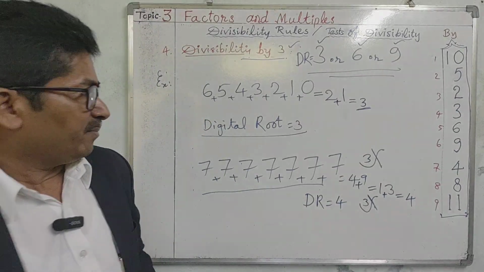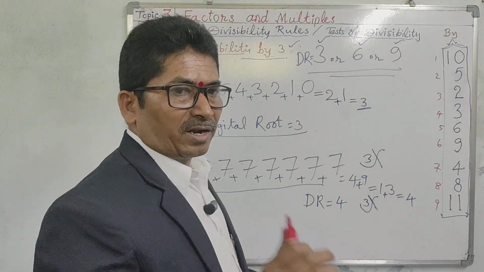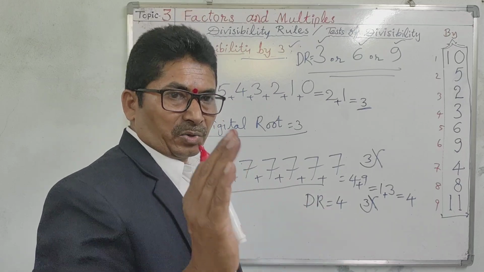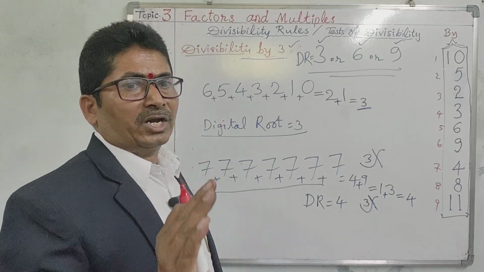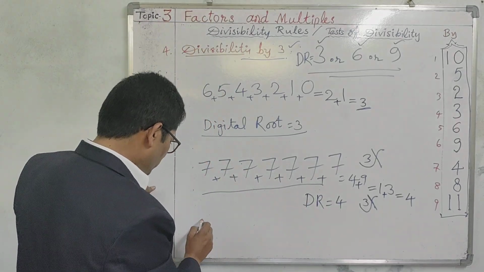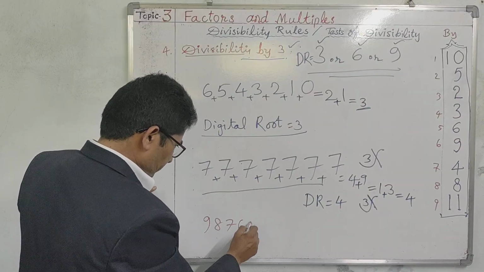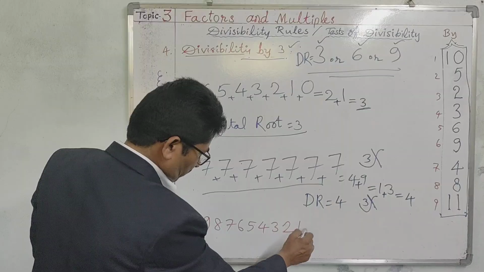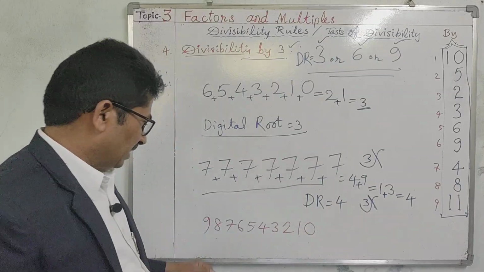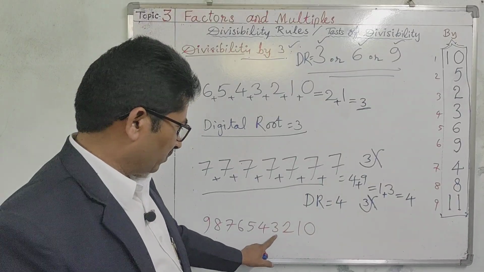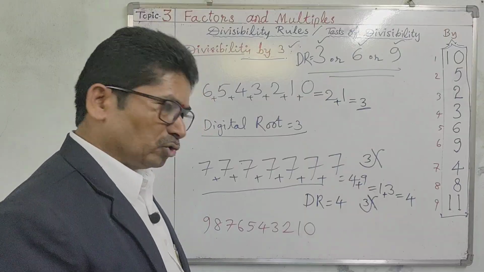I am giving here a big number. Is this divisible or not? You solve it and be ready to give the answer. 9876543210. Is this divisible by 3?